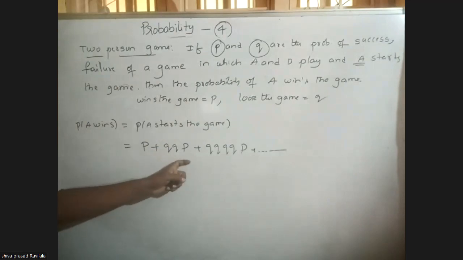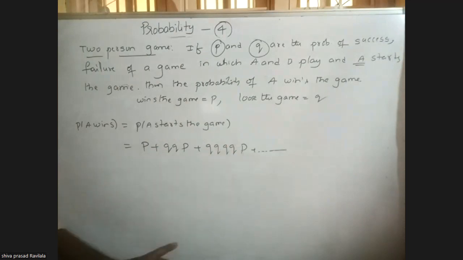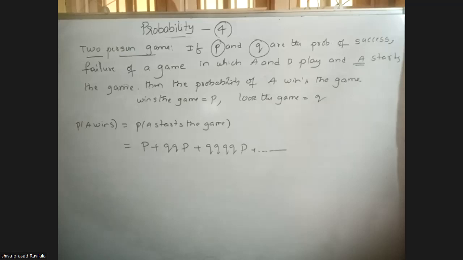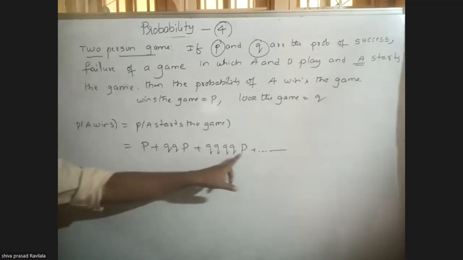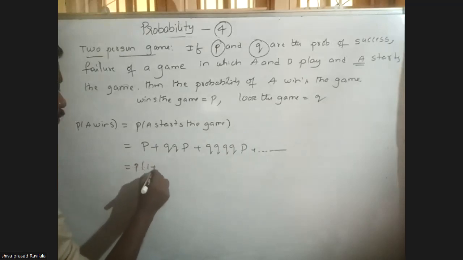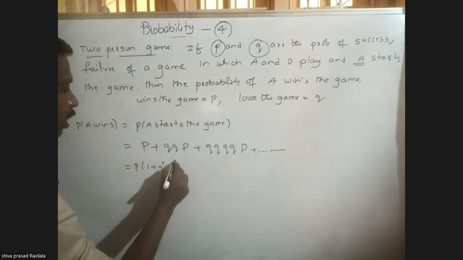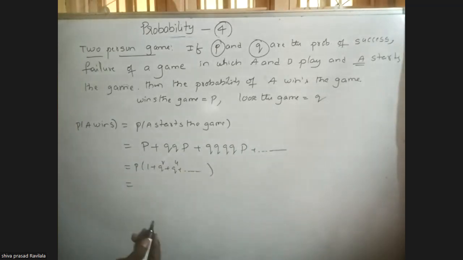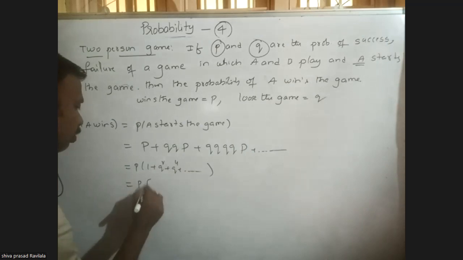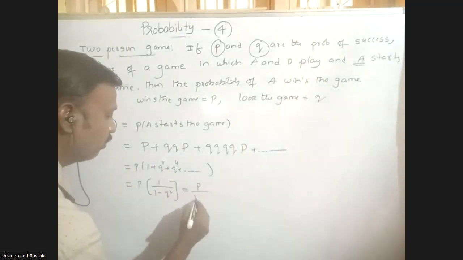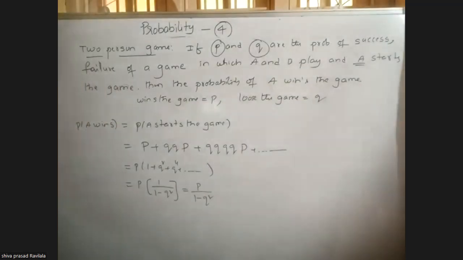I lose, you lose, I won the game. And later, I lose, you lose, I lose, you lose, I won the game. And next one also. In all odd cases, capital A won the game. In all odd cases, first case here 3, here 5, so on. From all these, I took P common, and remaining value 1 plus Q squared, and Q power 4, so on. Infinite series, GP, A by 1 minus R. So P is equal to 1 by 1 minus Q square. The probability of A wins the game is equal to P by 1 minus Q square.